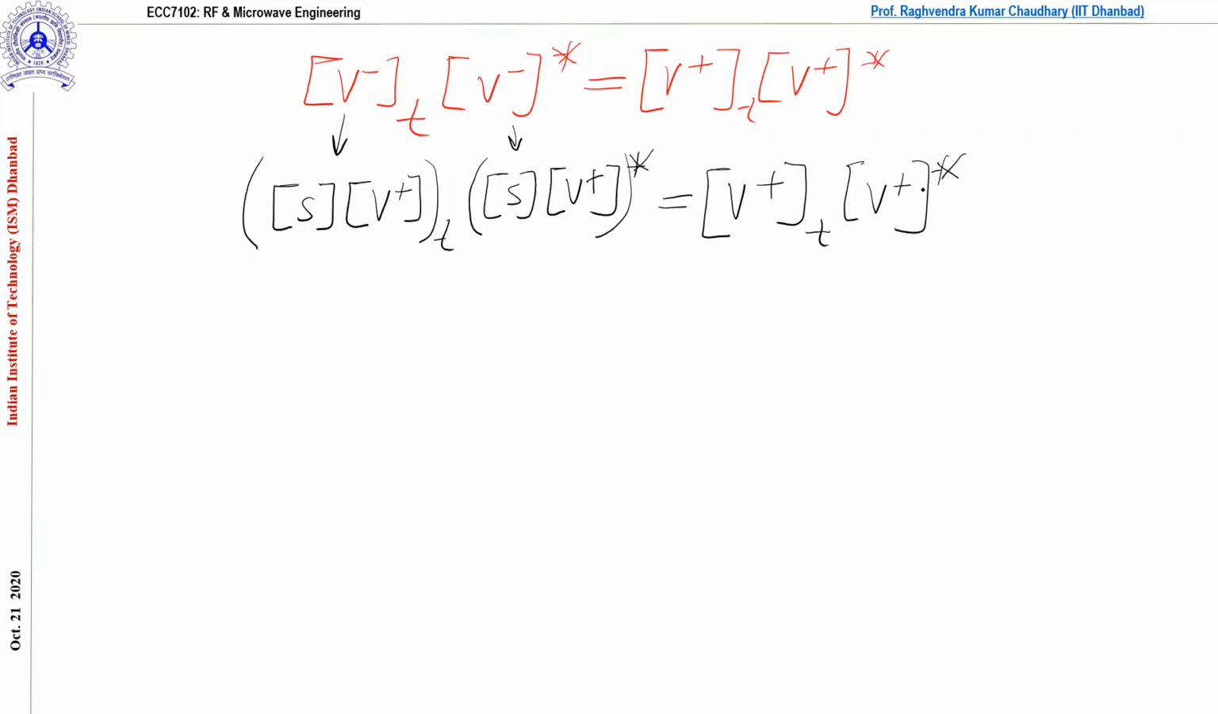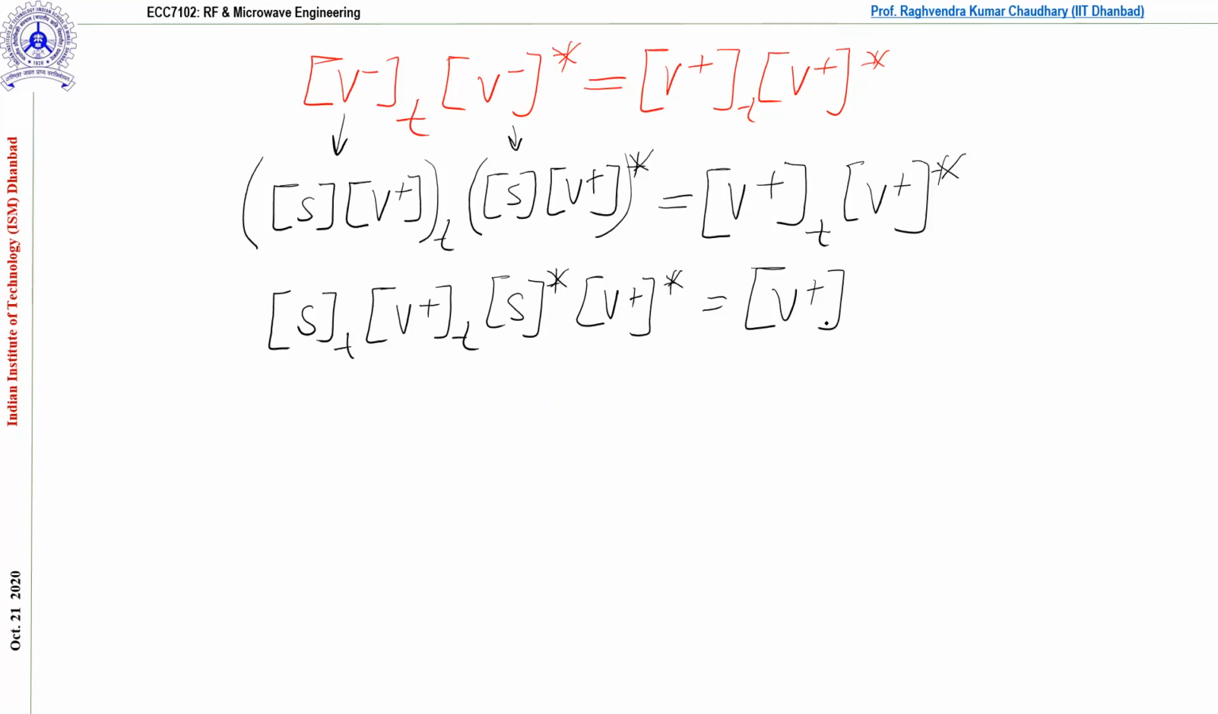Correct. So what we can do actually, we can first open it, because we are dealing with matrices, so please be careful. This is not a simple linear equation. So this is T, this is V plus T, then S star, then V plus star. Fine, we can open like this, then V plus transpose V plus star.